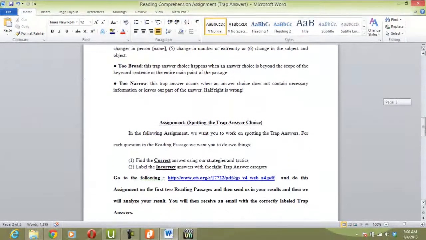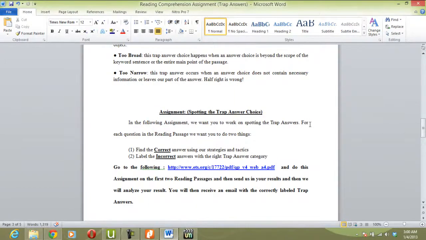All right, so here's the actual assignment. In the following assignment, we want you to work on spotting trap answers. For each question in the reading passage, we want you to do two things: find the correct answer using our strategies and tactics, and label the incorrect answers with the right trap answer category. Now, this is not going to work for the vocabulary questions, so don't worry about those.